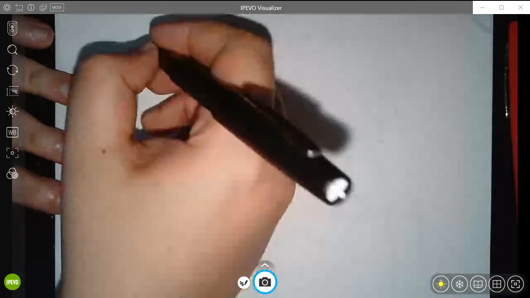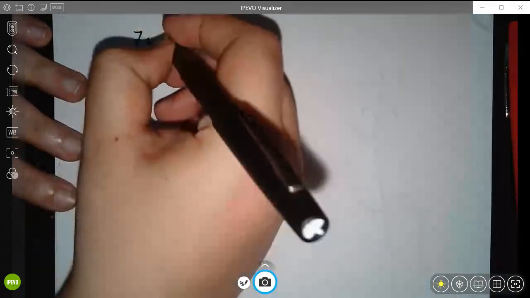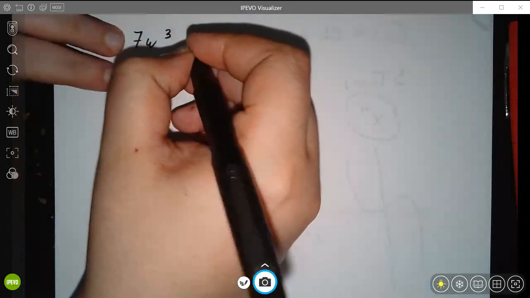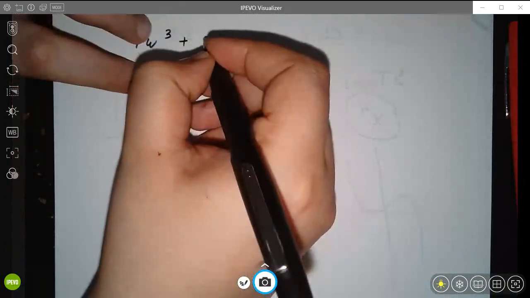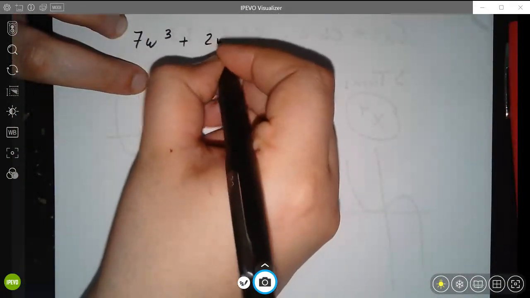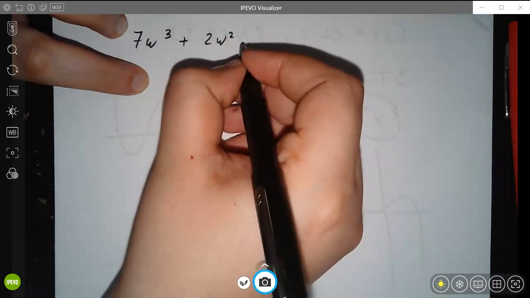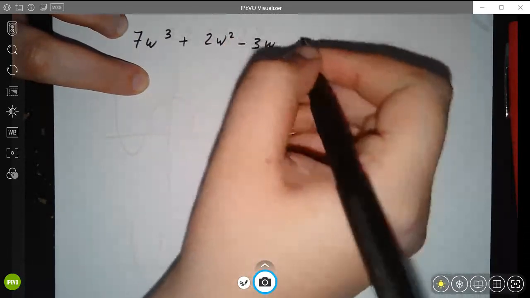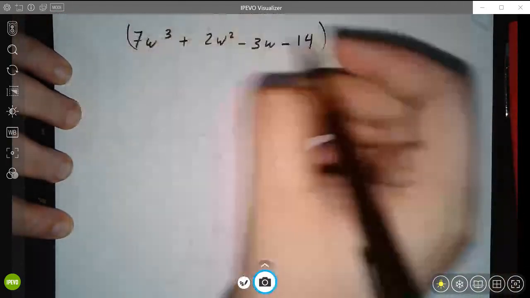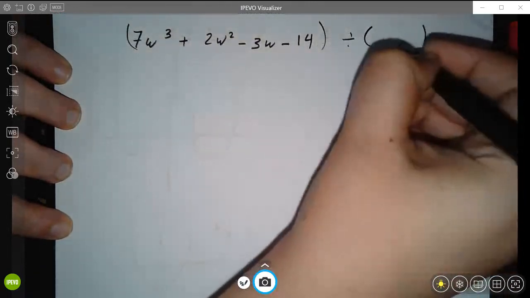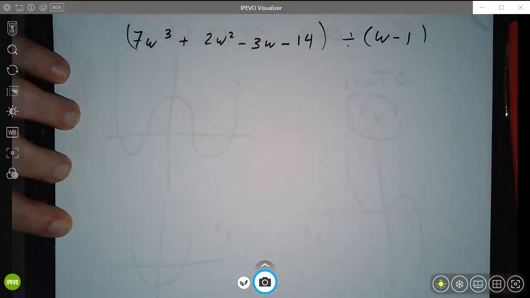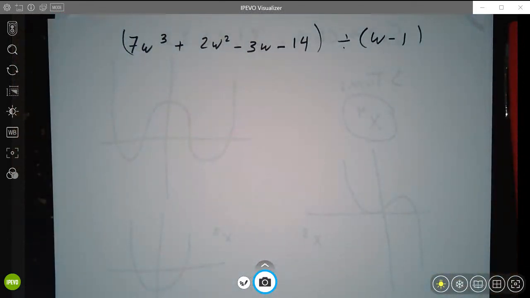7w cubed plus 2w squared minus 3w minus 14. So that's my function, and it's being divided by w minus 1. Instead of x, the question gave you w, but it's essentially the same thing.